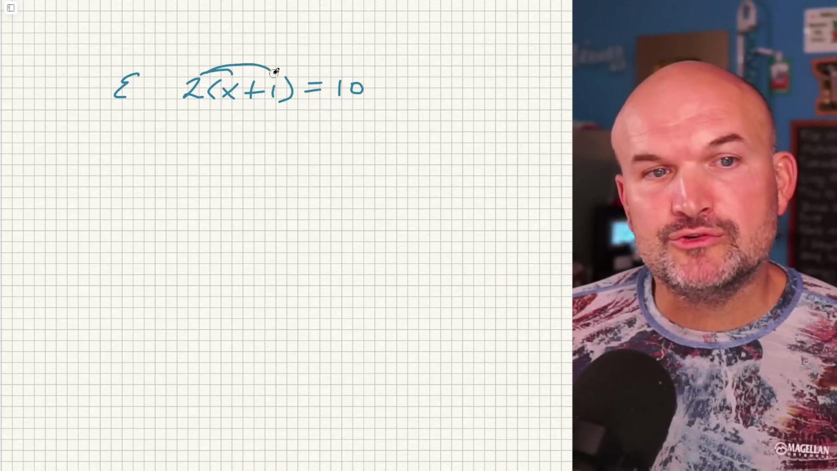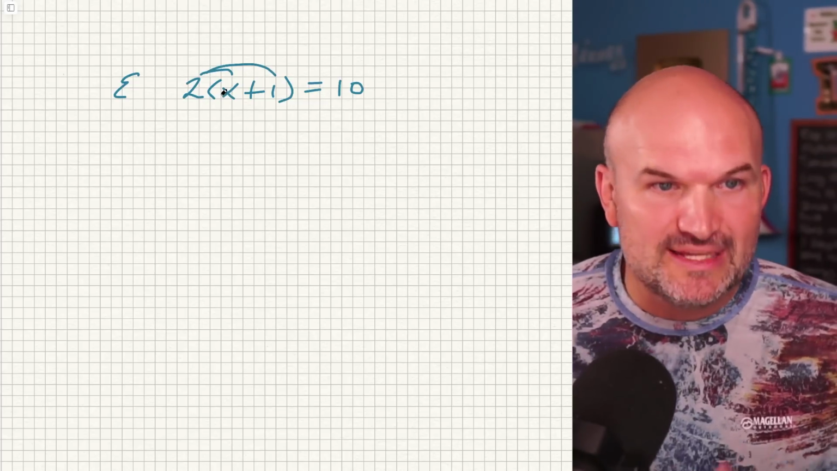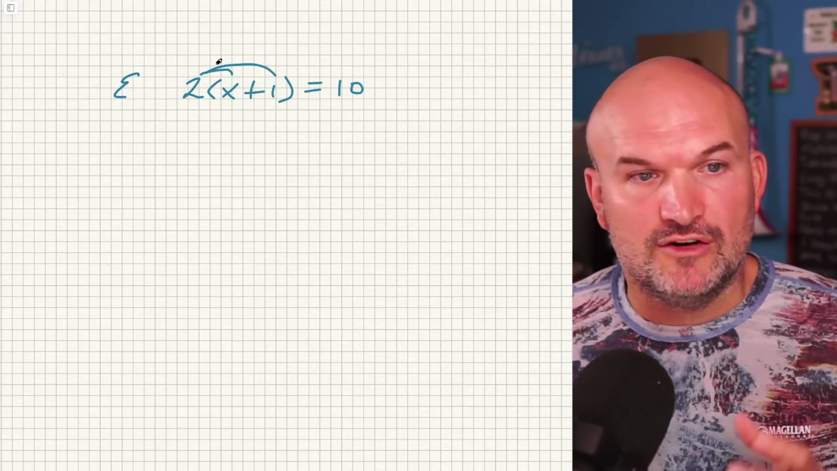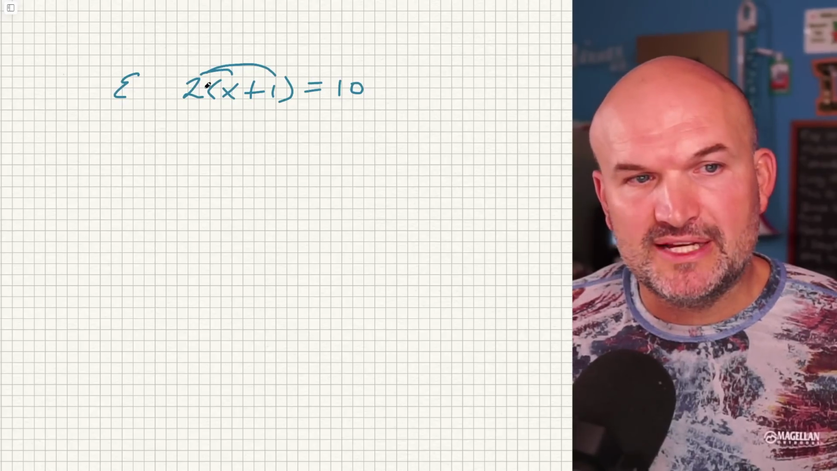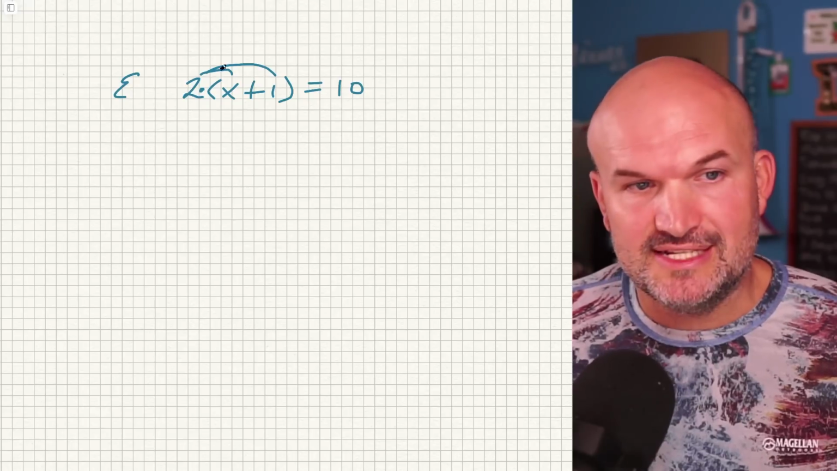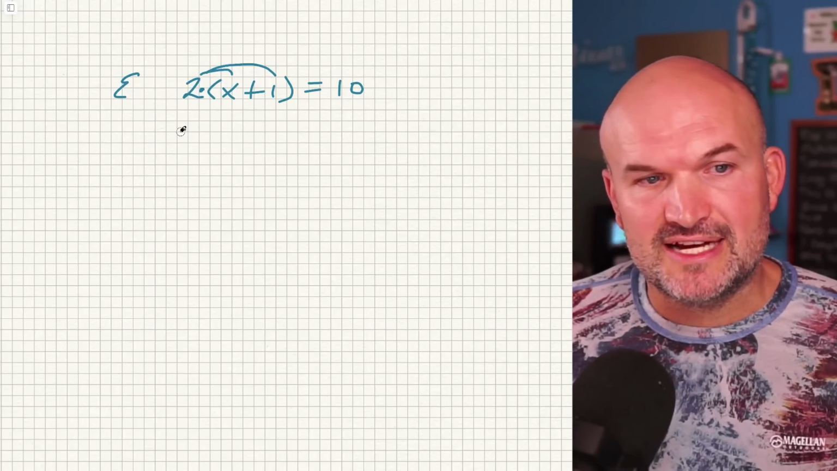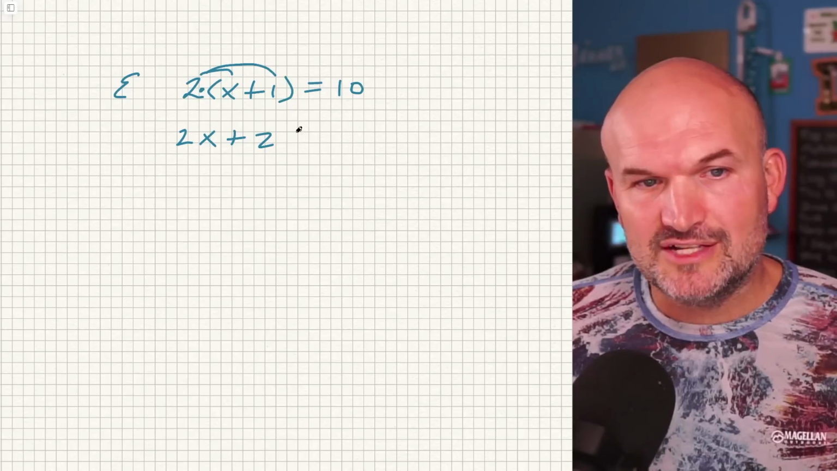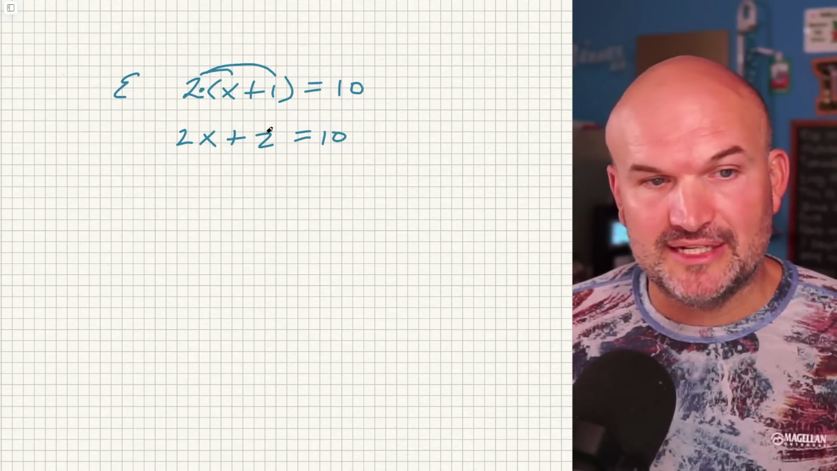That is where our distributive property comes in. If we want to get rid of our parentheses, what we simply need to do is apply the operation of why they're being grouped. They're being grouped because 2 is being multiplied by x plus 1. So to undo those parentheses, we're simply going to multiply the 2 times x, which is going to give us a 2x, and the 2 times 1, which is going to give us a 2. That is what we call the distributive property.